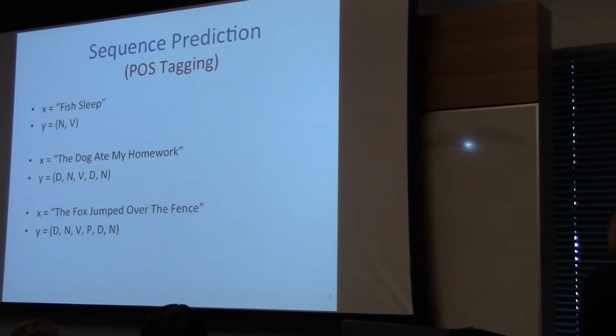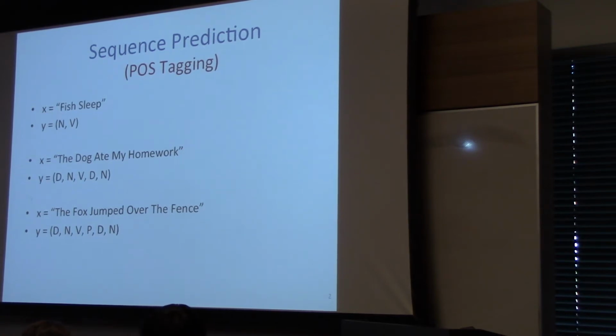So what is an example of sequence prediction? Probably the most canonical one in the machine learning community is part of speech tagging. The basic idea is that the X is a sequence of words, like "fish sleep," "the dog ate my homework," "the fox jumped over the fence." And the Y is a sequence of part of speech tags, such as noun, verb for "fish sleep." "The dog ate my homework" corresponds to determiner, noun, verb, determiner, noun. "The fox jumped over the fence," determiner, noun, verb, preposition, determiner, noun. So this is sequence prediction.